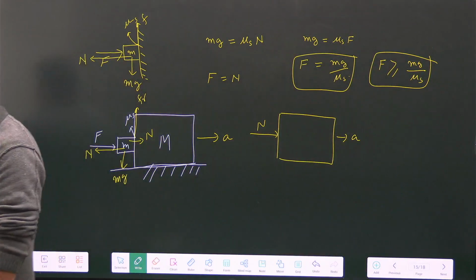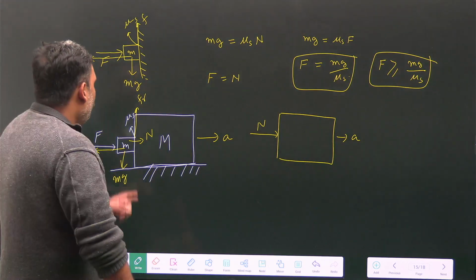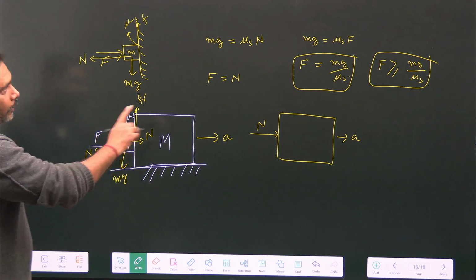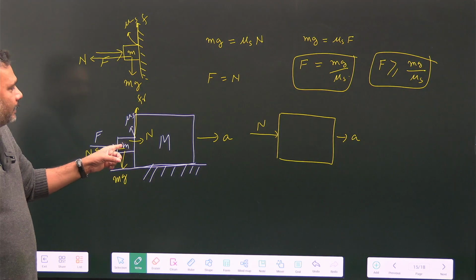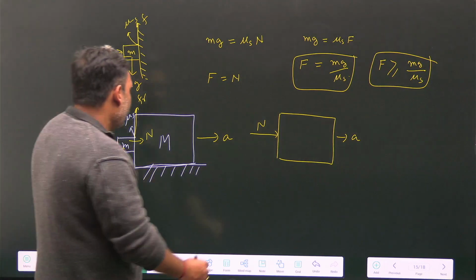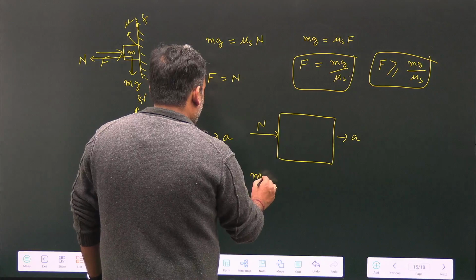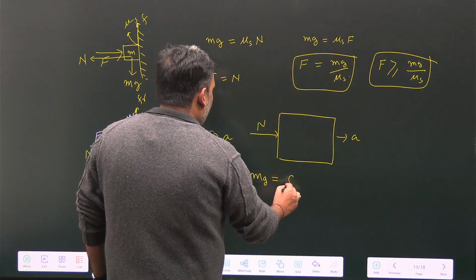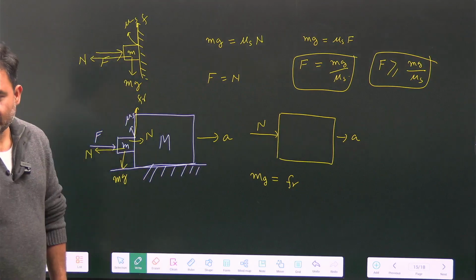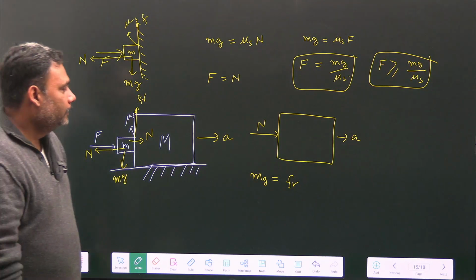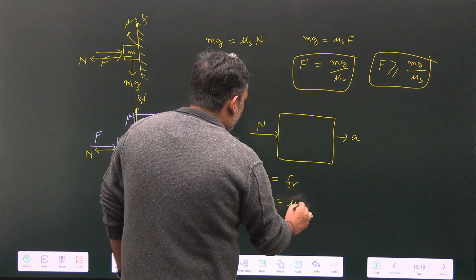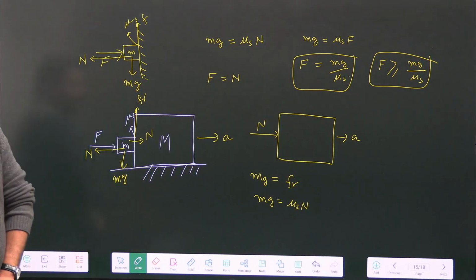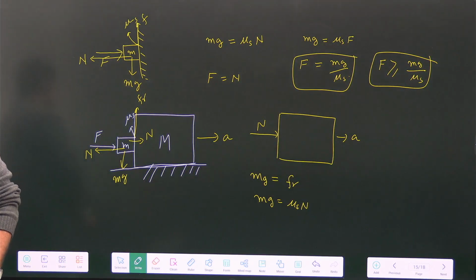Now again, what should be the frictional force? What is the condition such that this block will not go downward? There is only one condition: mg must be equal to the frictional force. And for the minimum force, mg must be equal to mu s into N. So now what do we have to do? We have to find the value of N. How will you find the value of N?